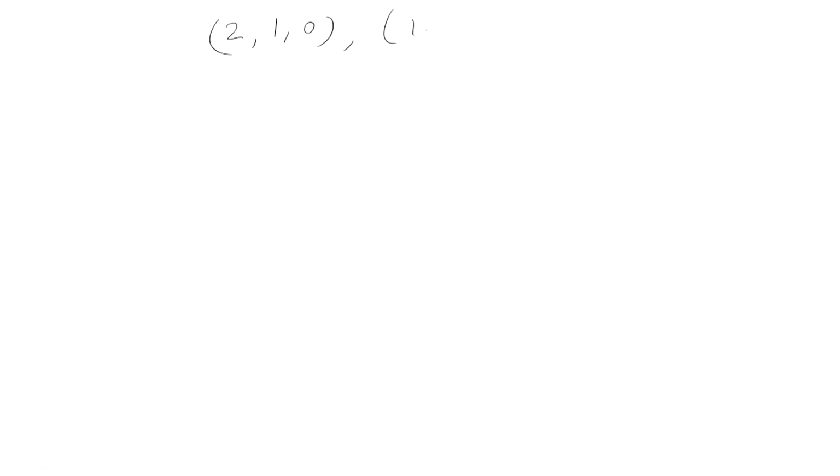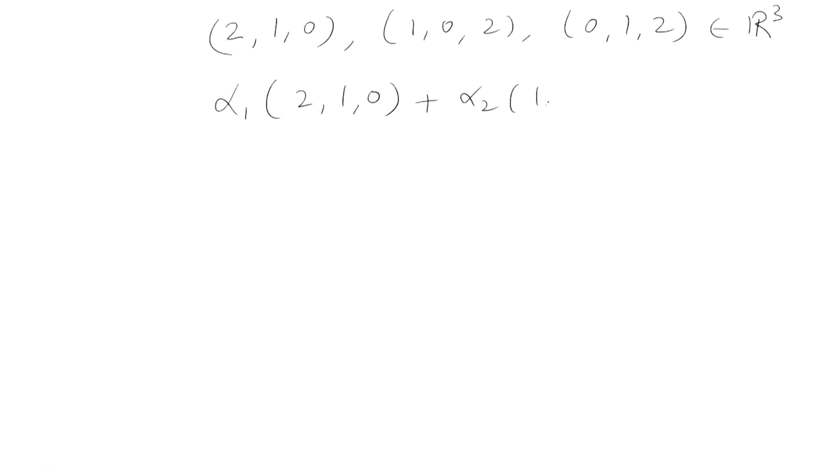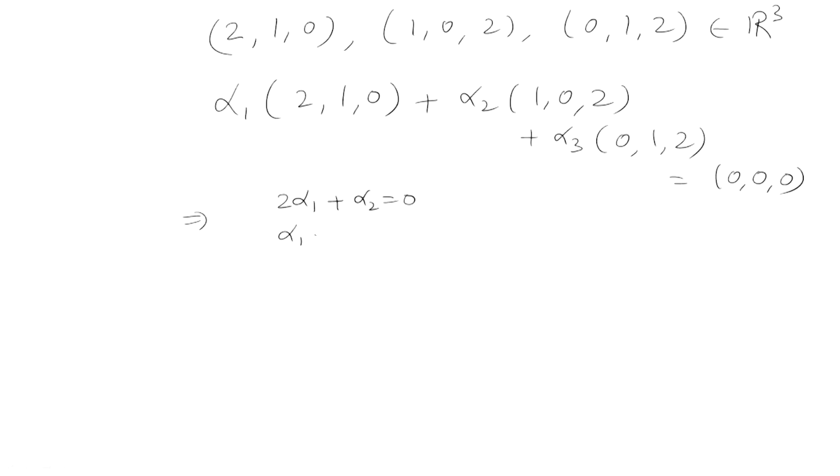Now for the second problem: (2, 1, 0), (1, 0, 2) and (0, 1, 2). Okay. These are in R3, and you have to see whether this set of vectors is linearly independent or dependent. So, you take the linear combination of these vectors and put it equal to 0. Okay. So, this implies 2 alpha 1 plus alpha 2 equal to 0, then alpha 1 plus alpha 3 equal to 0, and then 2 alpha 1 plus alpha 2 plus 2 alpha 3 equal to 0. Okay.